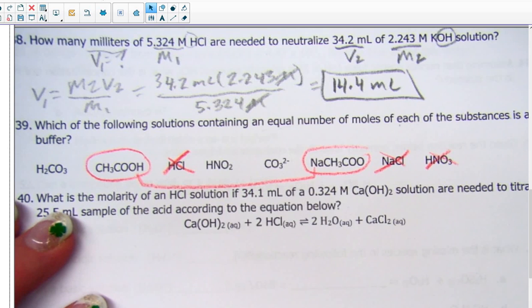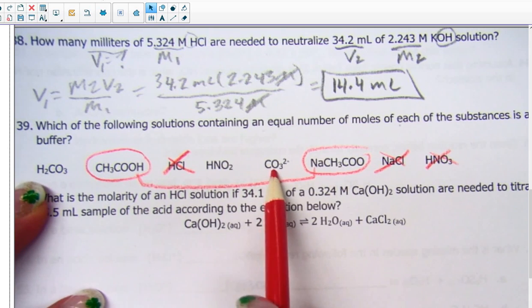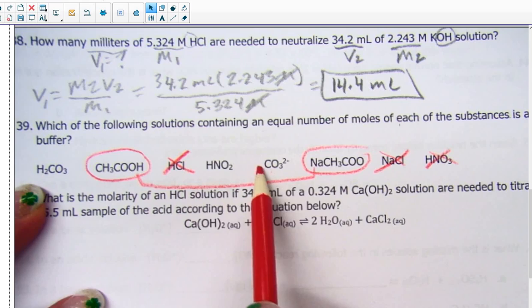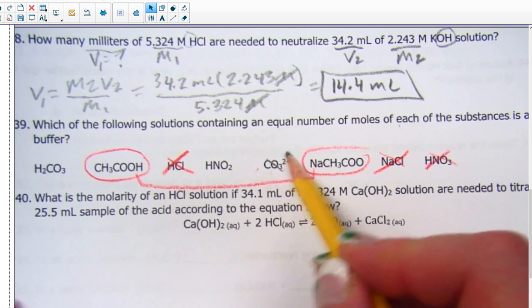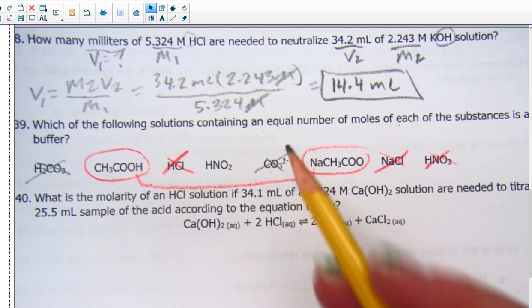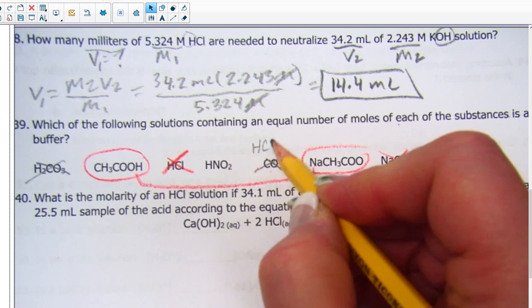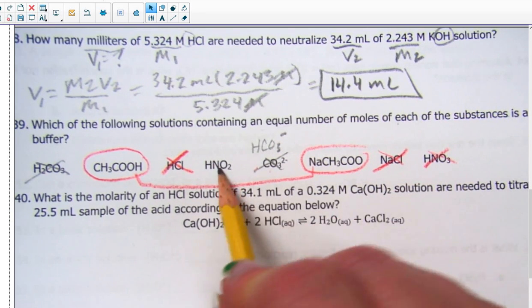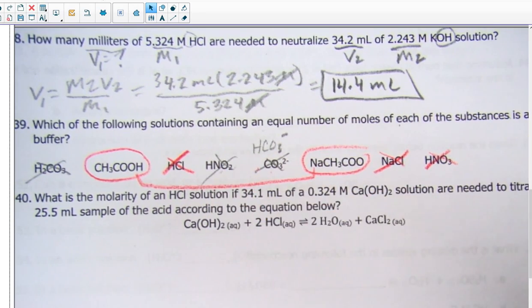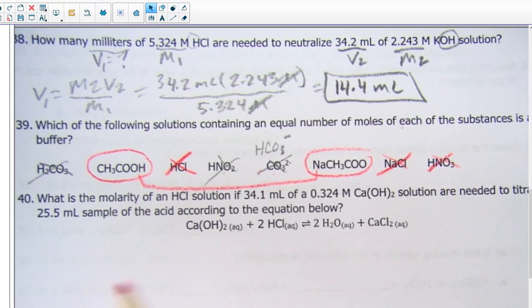Now, some of you will be tempted to put these two together, but there's 2 hydrogens difference. Because there's 2 hydrogens difference, we can't use these. If they had put HCO3 minus, then yes, you could. There's nothing that goes with NO2, so it can't be used. So there's just one buffer that's a possibility here.